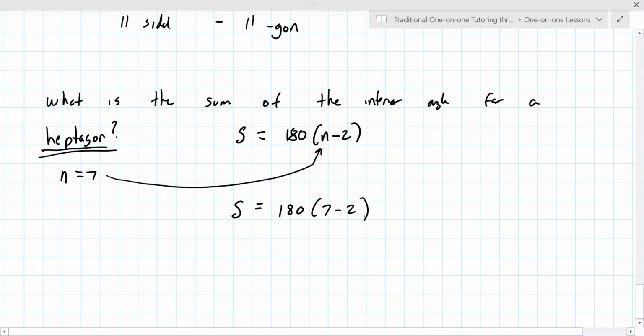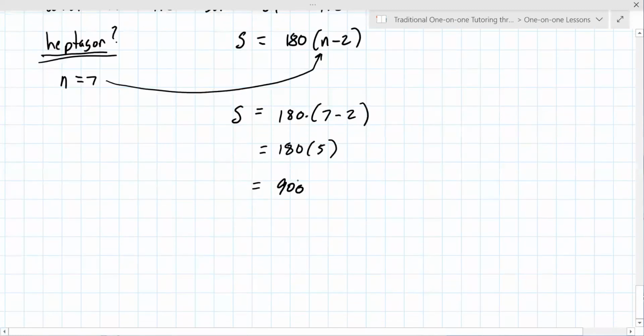Order of operations, what do you do first? Do you multiply? You first subtract. Okay, what is 7 minus 2? 5. 180 times 5. What is 180 times 5? 900. 900, very good. 900 degrees.